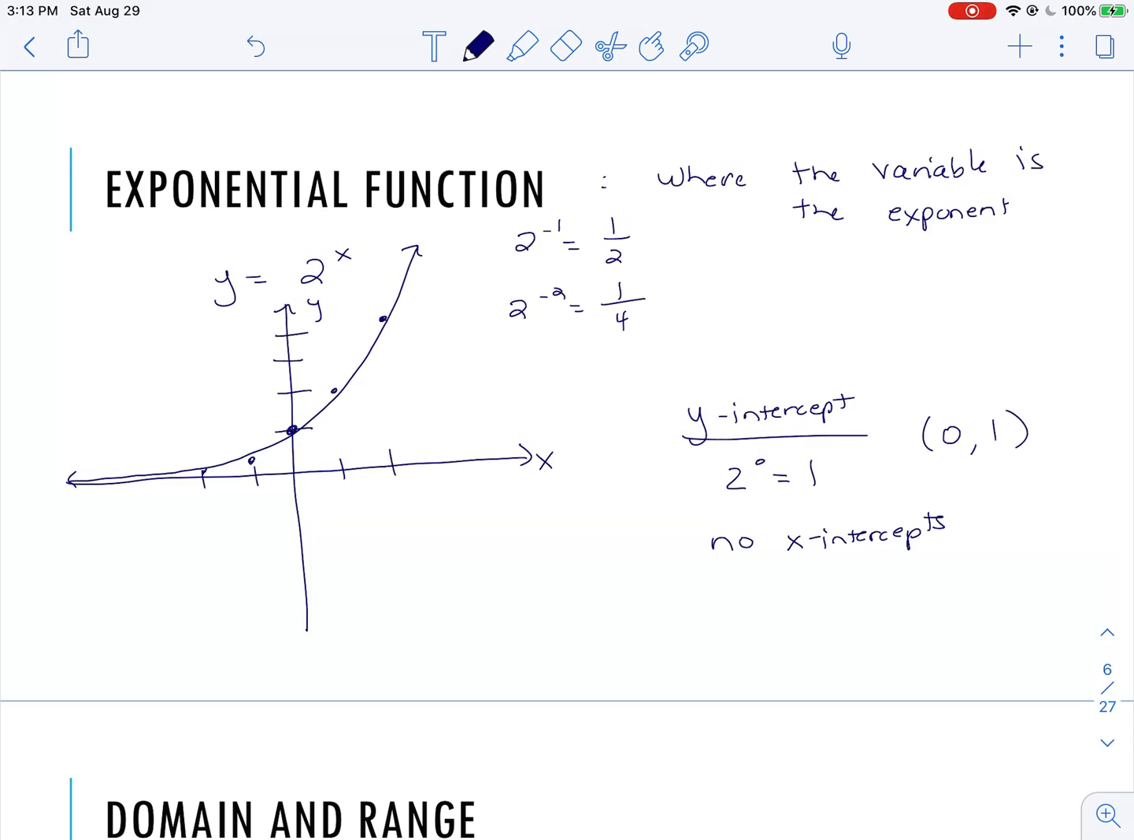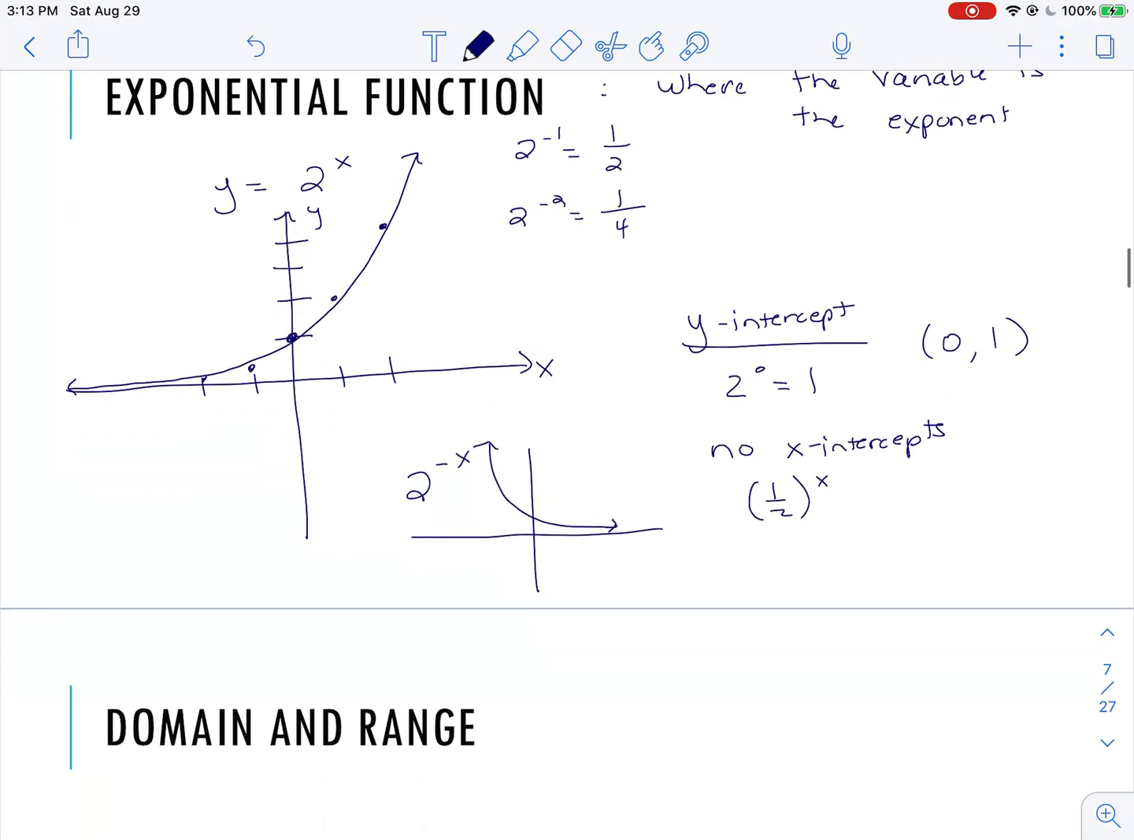To do exponential decay, you've got two options. You can do 2 to the negative x, and that would look like this. Or you could do like 1/2 to the x, and then it's growing smaller as you go along.